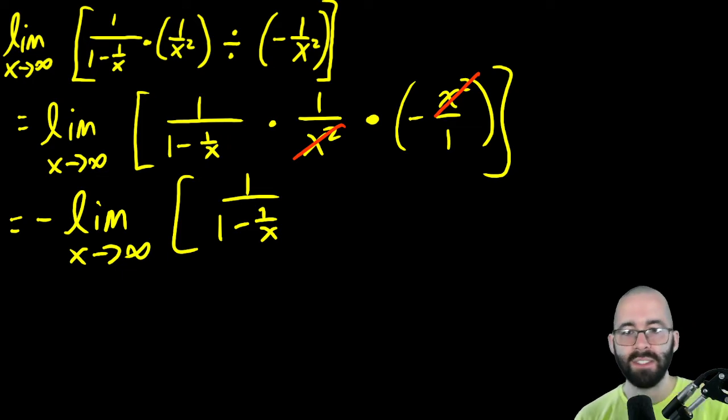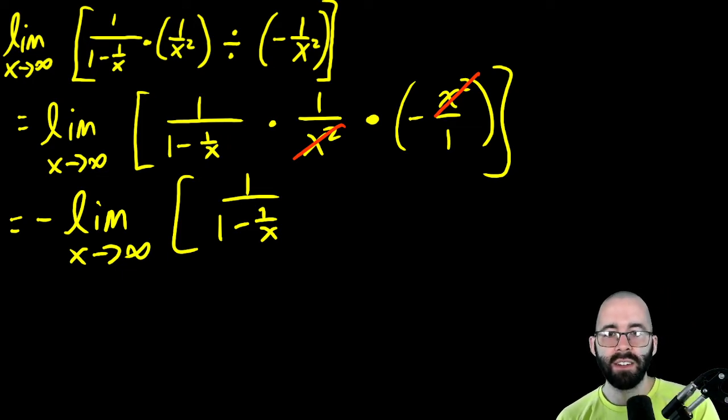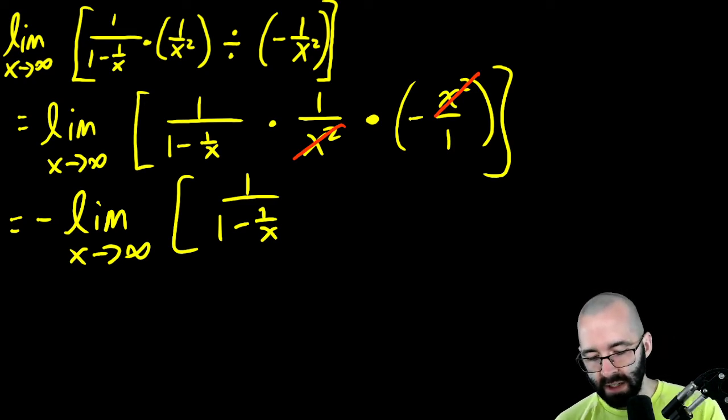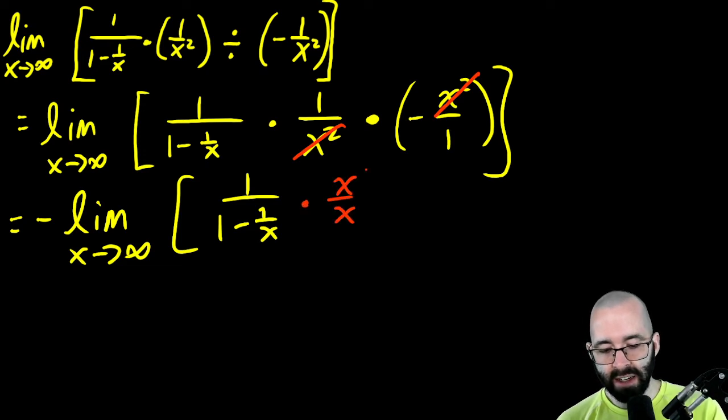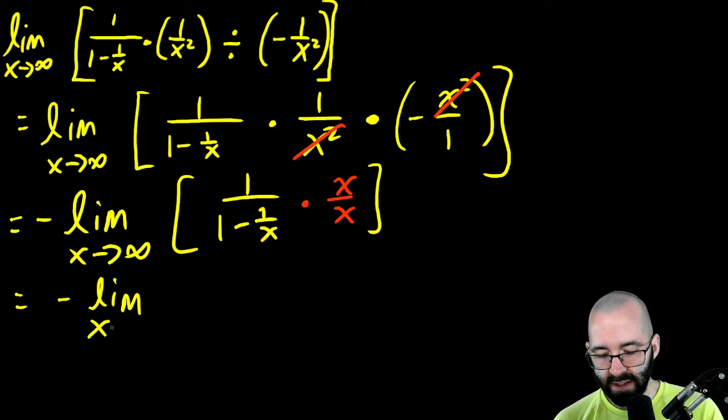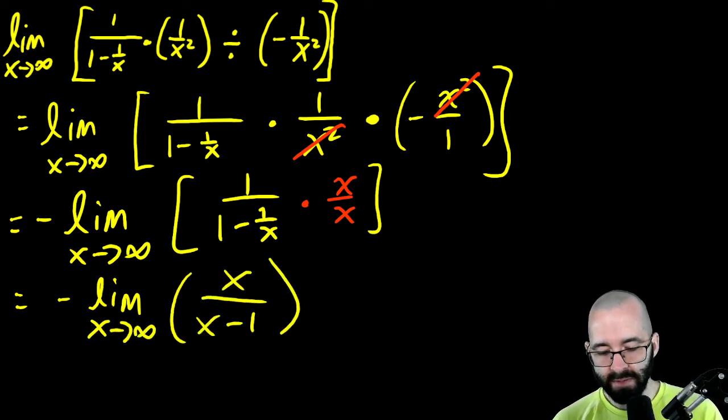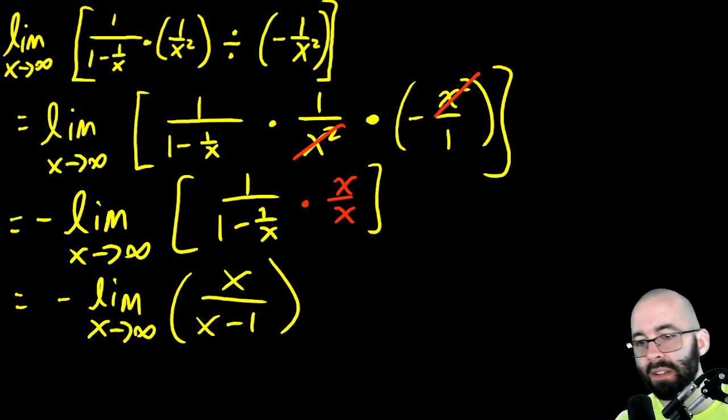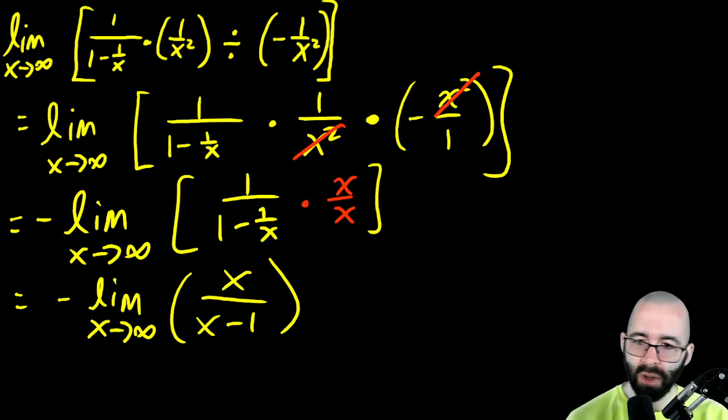Or technically, you don't have to simplify this. This limit is just 1. It's easier to see if you simplify it, though. Let's multiply by the LCD, x over x. And we're going to get the negative limit as x goes to infinity of x over x minus 1. And again, there's a bunch of ways that you can see that this is also equal to 1. And there's a negative in front, so negative 1.